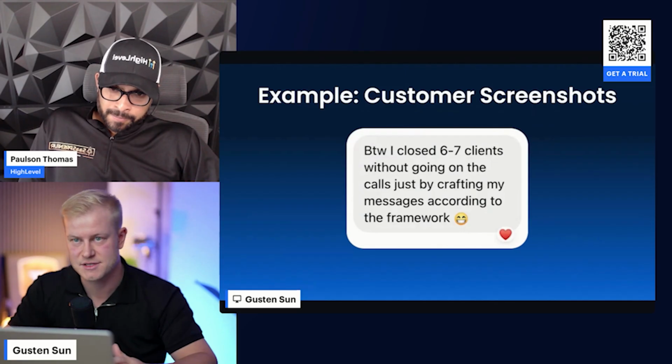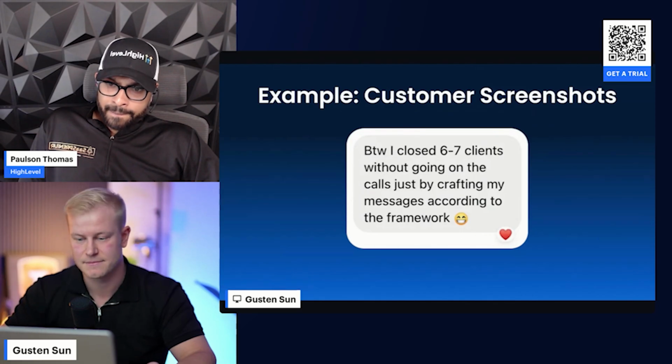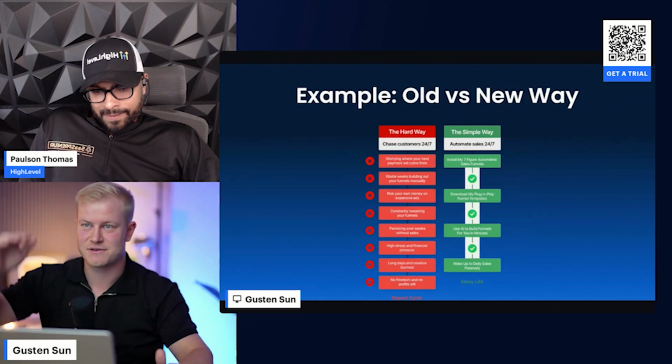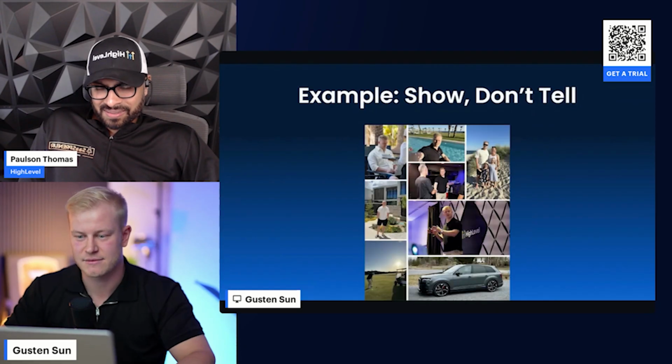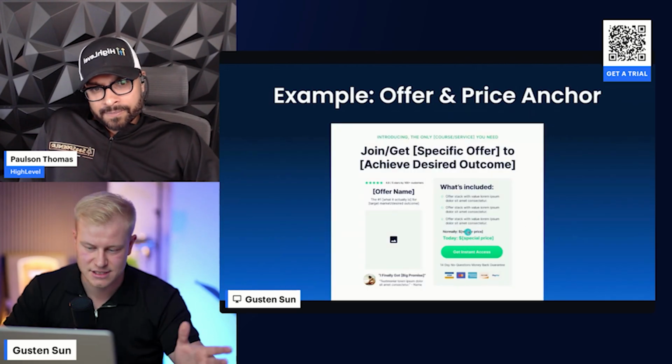A screenshot is more organic and authentic because it's like, oh, someone sent him this, and then you screenshot it. Old versus new, show them pain versus peace. It's like convenience, right? The better way. Images, again, depending what you're selling. Offer and price anchor. Here's what's included. Usually it's this, today is this.